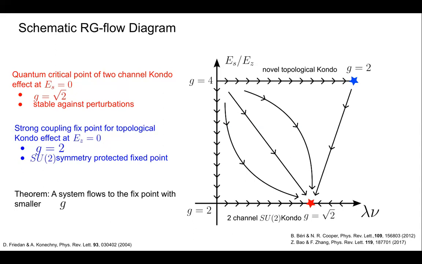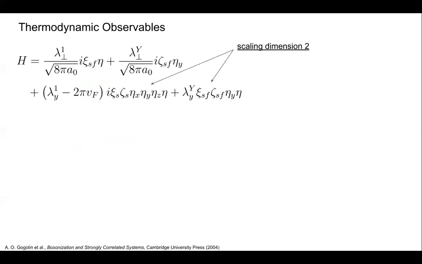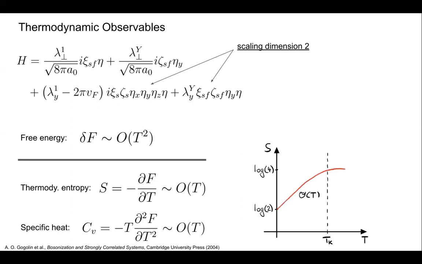And now, to wrap everything up, we can also calculate some observables. For instance, thermodynamic observables, where we just determined the scaling dimension of the interactions, and we found every term has 2. So this will leave us with a free energy that goes like T squared. And this again leaves us with a thermodynamic entropy that goes like T, and a specific heat that goes like T. So we have Fermi liquid behavior.